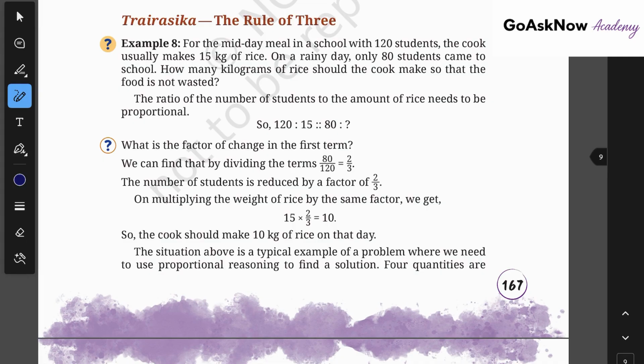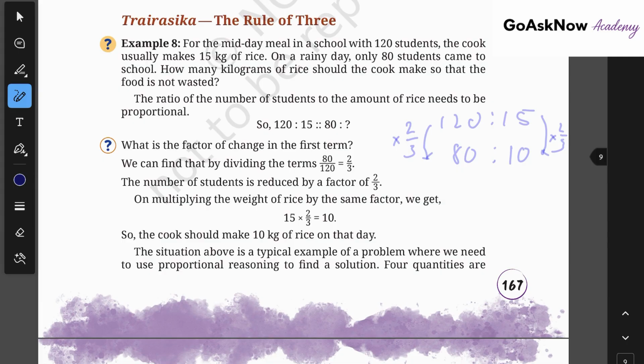So for 120 students, there is 15 kilograms of rice. So for 80 students. Now, since we know both the ratios have to be proportional, from 120 to make it to 80, what do you have to times it by? You have to times it by 2/3. 120 times 2/3 is 80. So since we did times 2/3 on the left side, we have to do the same thing on the right side. So 15 times 2/3 is 10.